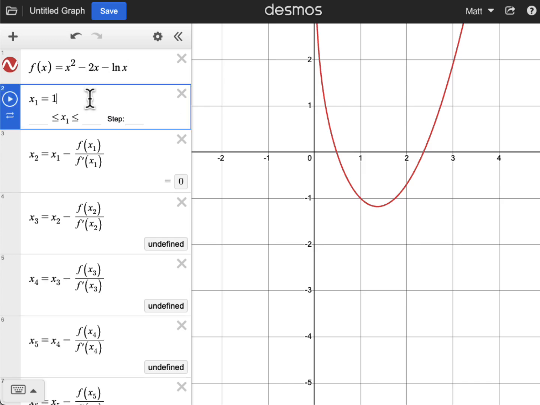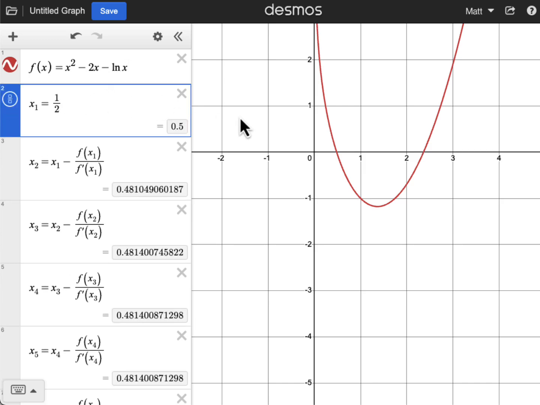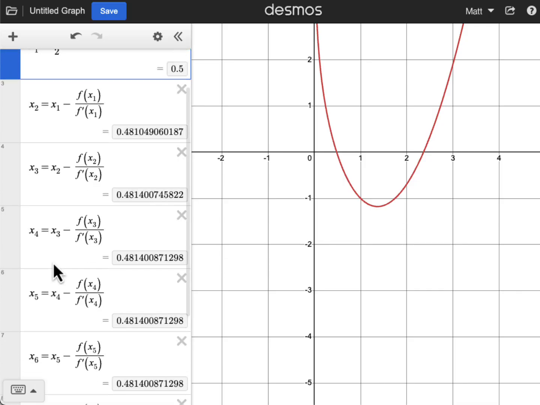So instead, let's use 1/2 as my x1, confirming that x2 is about 0.481049. And then the process is already continued for us, and we're simply looking for 5 decimals of accuracy, which actually occurred rather quickly. Looking more than 5 decimals, I can see that we have consistency between x5 and x4, 5 decimals would be 0.48140, which I see actually occurred here at x3.